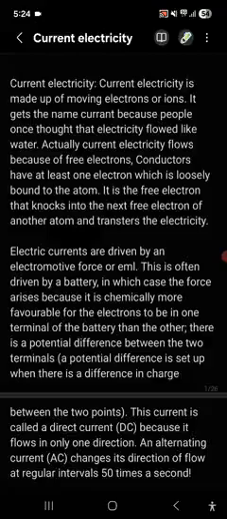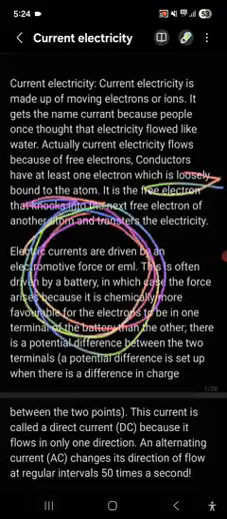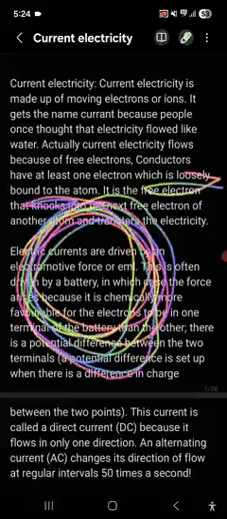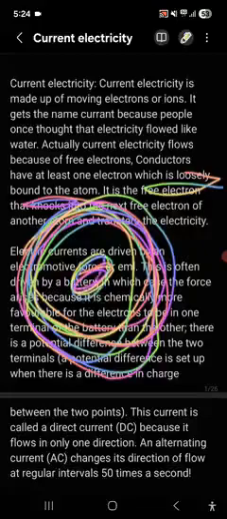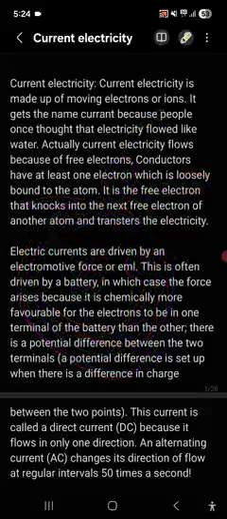Because of free electrons, conductors conduct. In conductors, there is at least one electron which is loosely bound to the atom. This is the orbit, this is the nucleus, and this electron is loosely bound. It doesn't have electronegativity, and it is loosely bound.